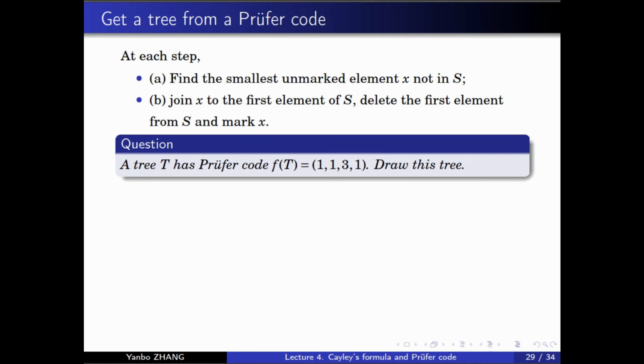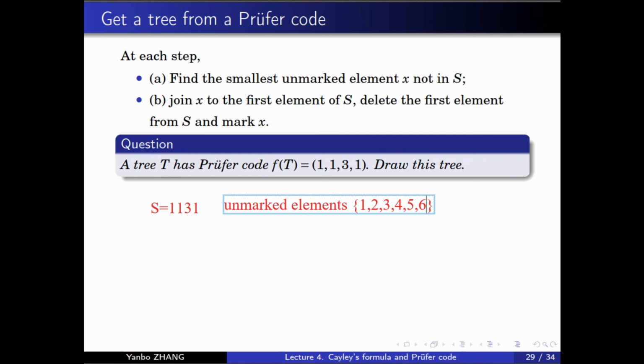Now let's do another example. Draw the tree whose Prufer code F(T) is 1131. So the Prufer code is 1131. It has 4 numbers, so this tree must be of order 6. At the beginning, all the numbers are unmarked, so the unmarked elements are 1, 2, 3, 4, 5, 6.